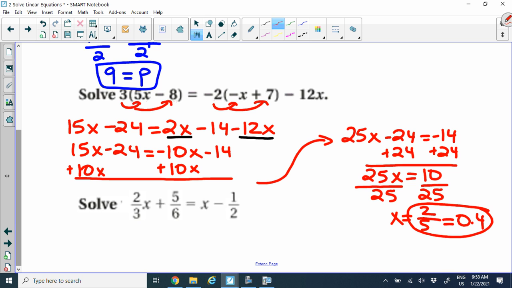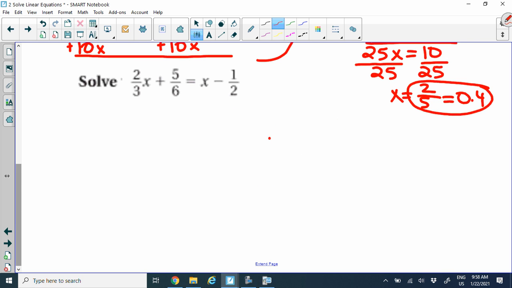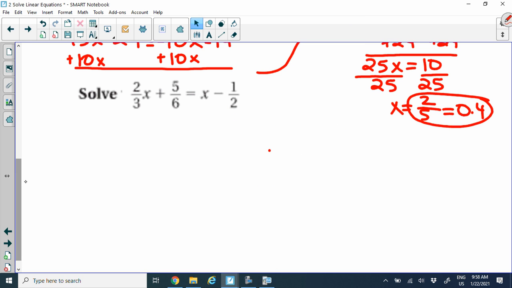Okay, let's do our last problem. This is going to be dealing with fractions, so be careful here, okay? Whenever we're doing fractions, we do want to make sure we have like terms. So I'm going to change each of these fractions, if I need to, so they all have the same denominator.